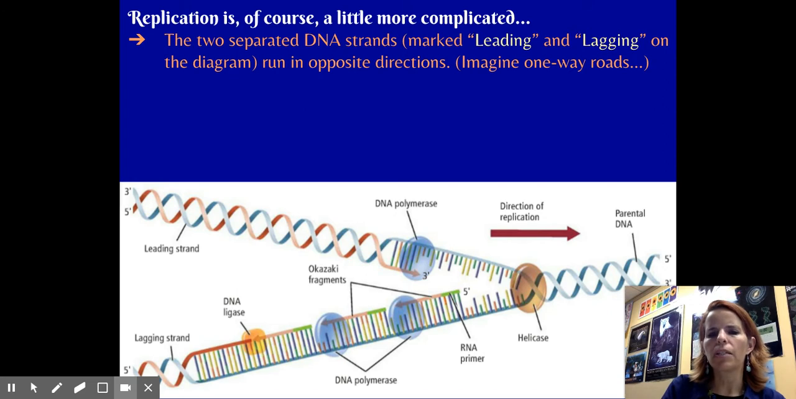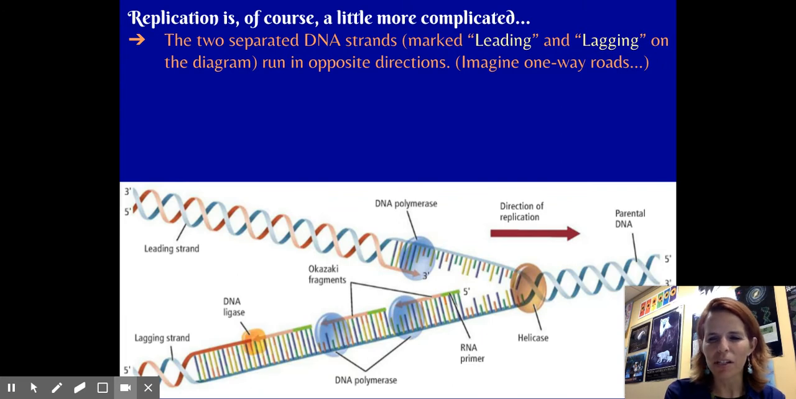The two separated strands of DNA, so if you look at the far right side of the diagram, that's the original parent DNA. And there's the enzyme, they show it this time, it looks like a little egg, untwisting and unzipping. And so the separated DNA strands are called leading and lagging. Find those labels on the diagram. They run in opposite directions.